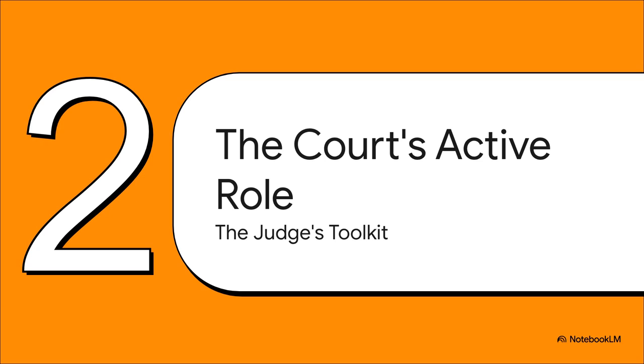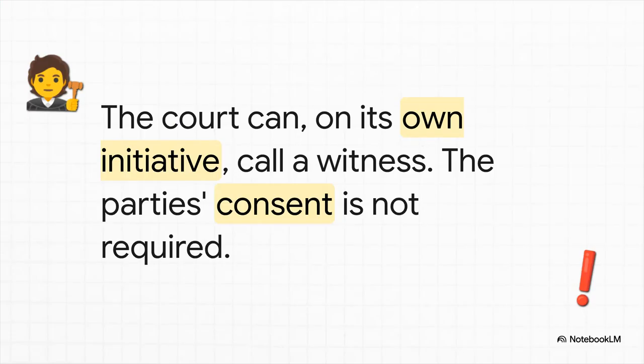And that whole idea of judicial discretion is the perfect segue into our second section, because the court isn't just a passive referee. Rules 391 and 392 give the judge a whole toolkit to actively manage how evidence comes into their courtroom. Now this is a power you really need to appreciate.